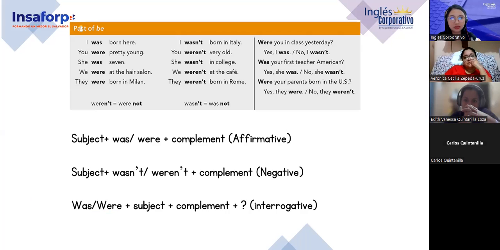Questions or comments de lo que vimos ahora? Yes, no. It's clear. Okay. Wow, amazing. Vamos muy bien, clase. Mañana repasamos entonces ambas estructuras. Yes and no questions and WH questions, okay?